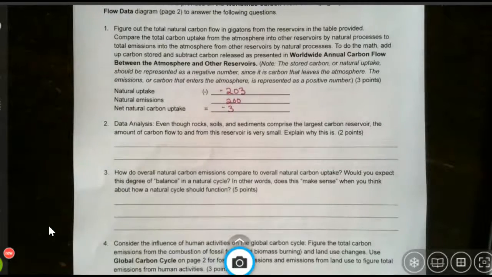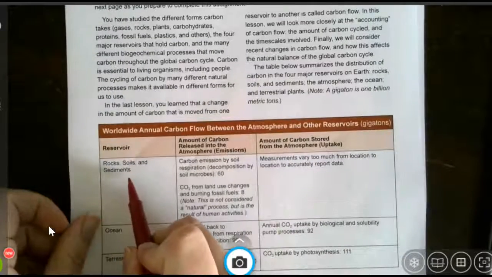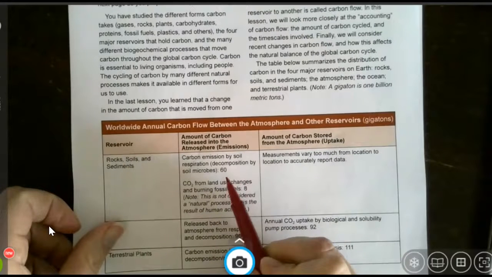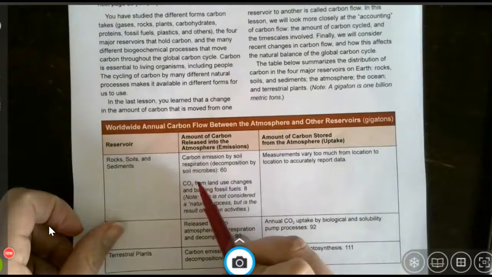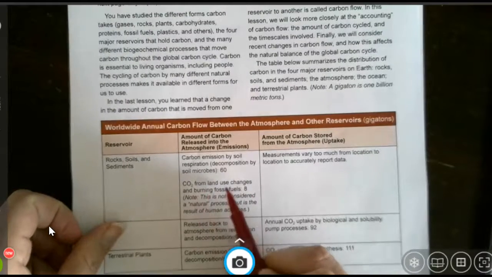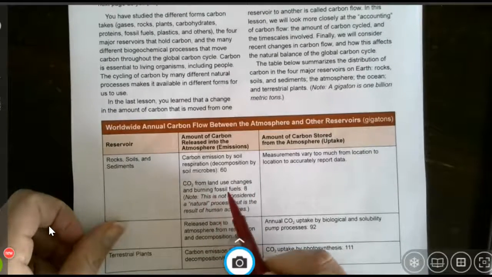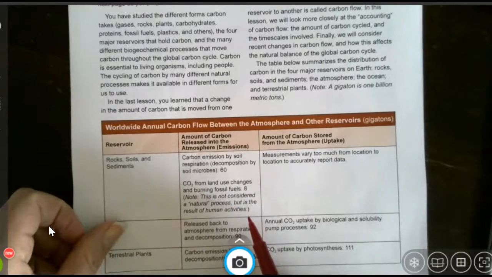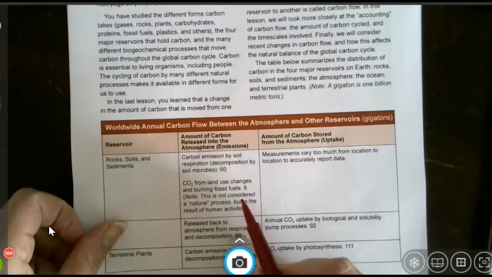I need the wrong page. Page 1 has rocks, soils, and sediment on here. And it says carbon emission by soil respiration and decomposition by soil microbes is 60 gigatons. And the carbon dioxide from land use changes and burning fossil fuels is 8 gigatons. Note, this is not considered a natural process, but is the result of human activities. So we have to make sure we include both of those things.